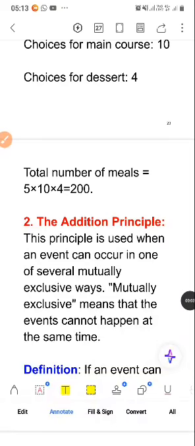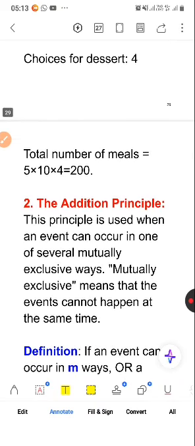In this video, we want to continue with our basic counting principle. In our previous video, we spoke about the multiplication principle, where we stated that if objects are selected in sequence, if one object follows the other, whether independent or dependent, we use the multiplication. But there are events that are mutually exclusive.